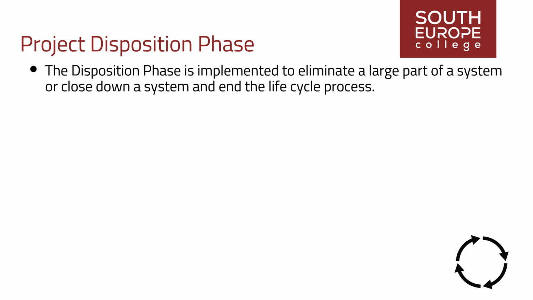The disposition phase is implemented to eliminate a large part of a system, or, as in most cases, close down a system and end the lifecycle process. The system in this phase has been declared surplus or obsolete, and it is scheduled for shutdown.